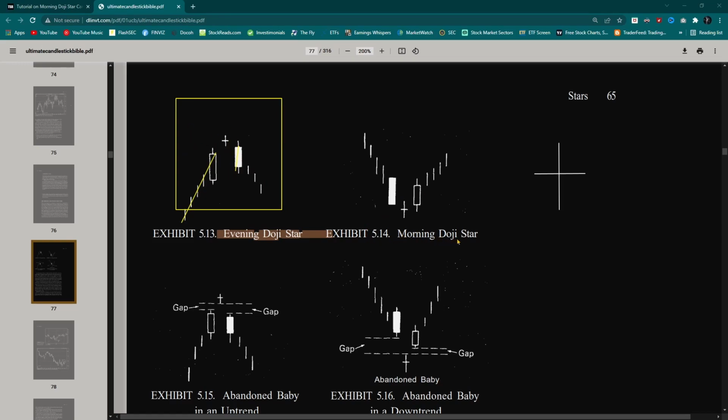Then you have the morning doji star. It's the opposite of the evening doji star. And as I said, these are basic candlestick formations that you should know. These are the basics, you guys. Like I've said, it's about focusing and studying on the little things that a lot of people just overlook.